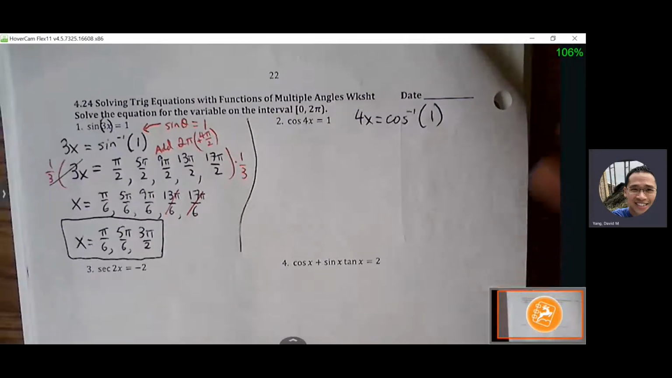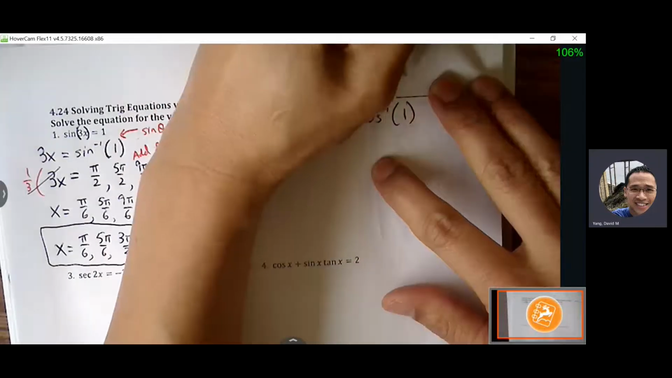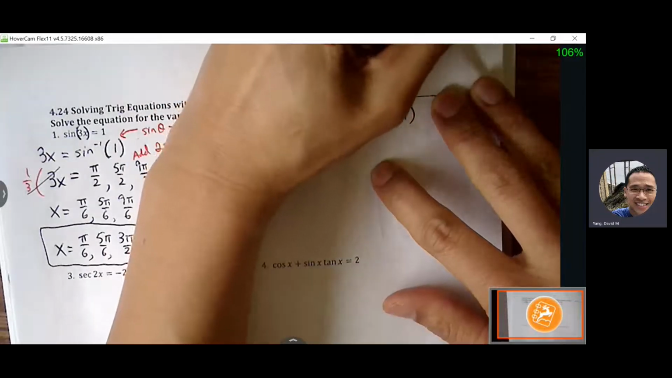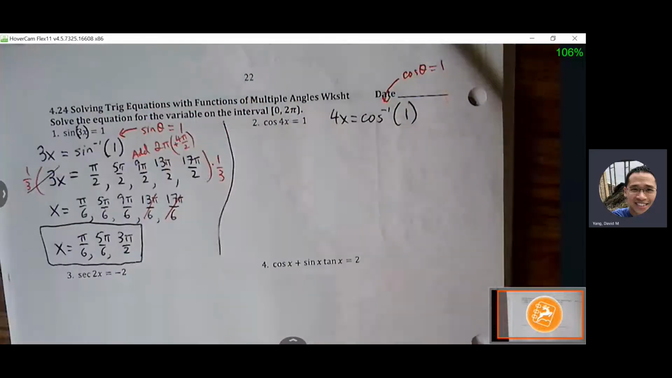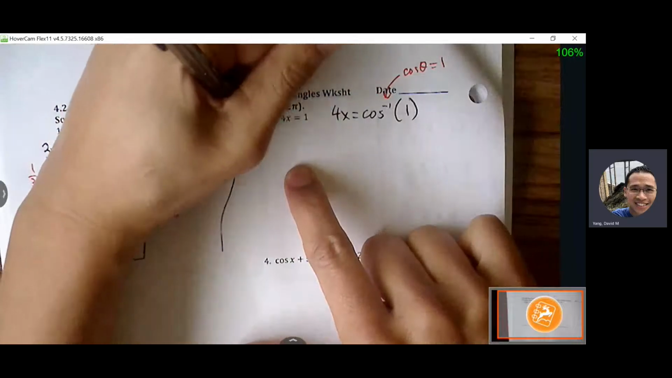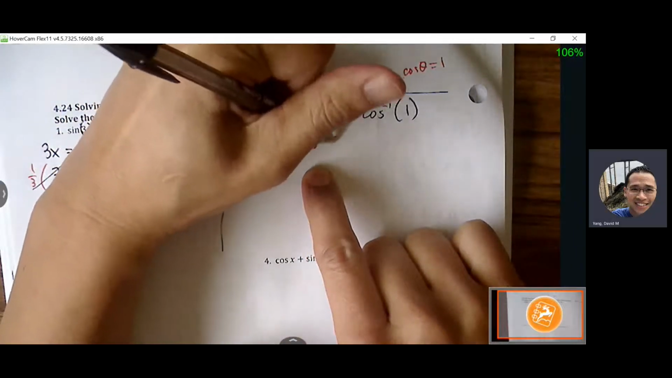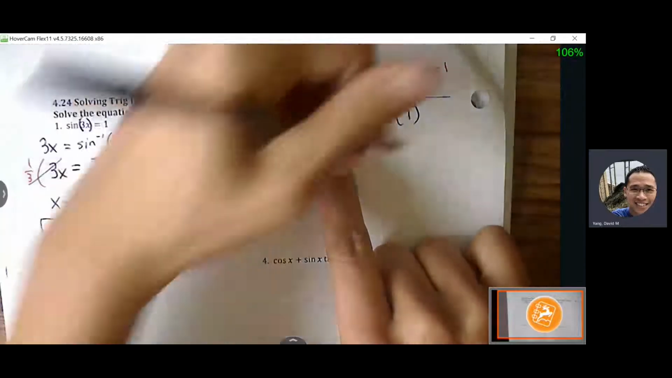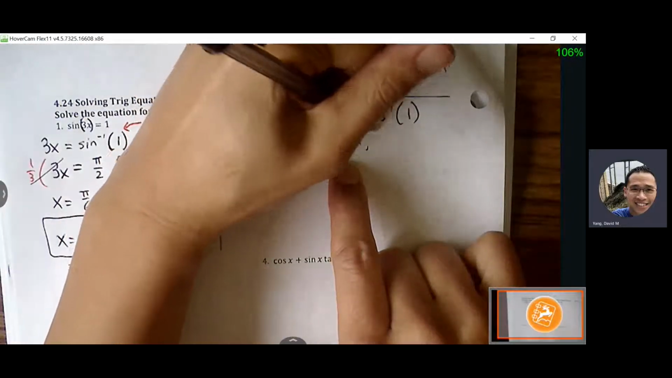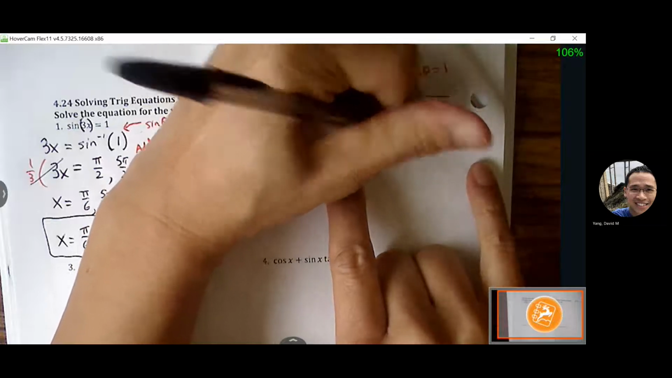Okay, so where is cosine equal to 1? Because that's what this means, right? Inverse cosine of 1 means where is cosine theta equal to 1? Okay, 0, 2 pi, but we want to go further out than that, right? So let's keep going. What's next? Yeah, let's just do more than what we need. Okay.